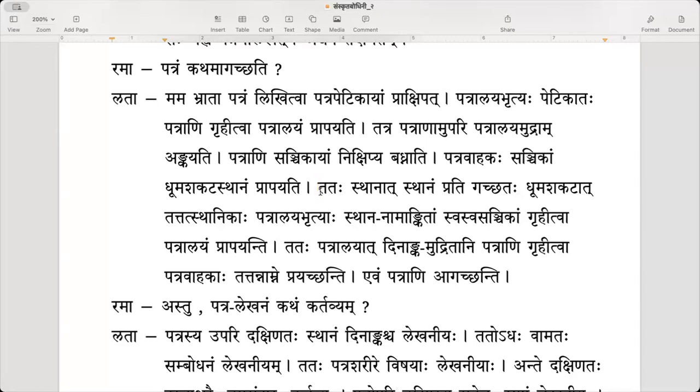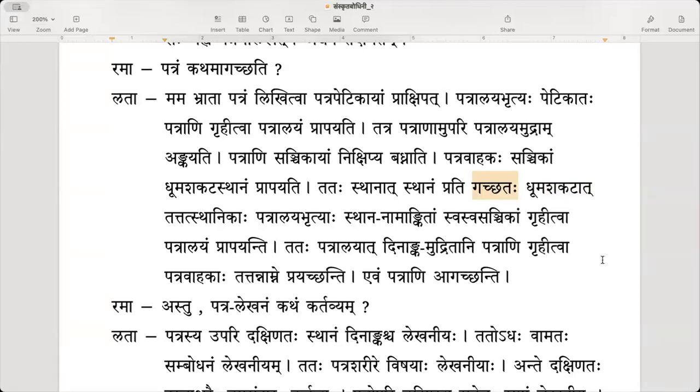Word by word. Tataha, after that. So that is patravahakaha sanchikam dhumashakatasthanam prapayati. Tat prapananantaram tataha, after that. Sthanat sthanam prati gachataha dhumashakatat gachataha, here is the panchami vibhakti. It is an adjective to dhumashakatat gachataha iti. It is in shatru pratyayam.